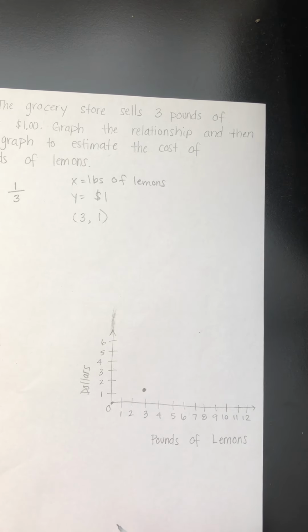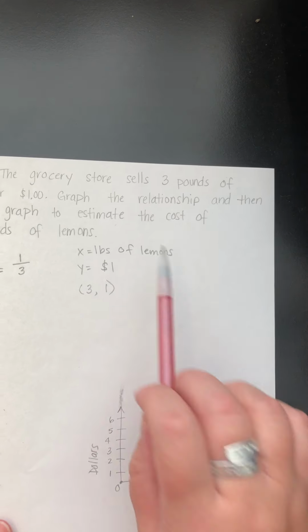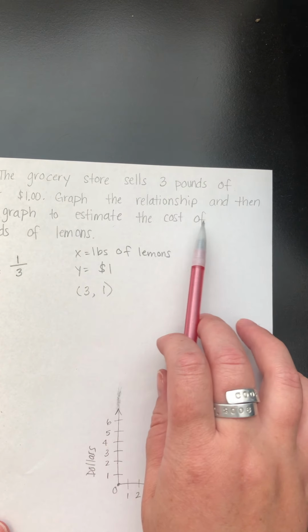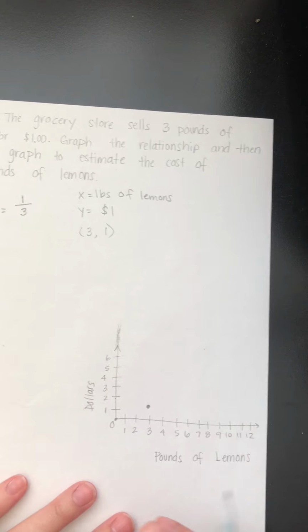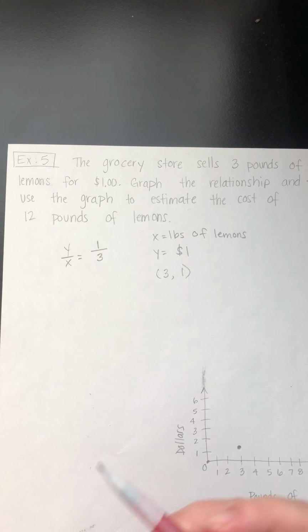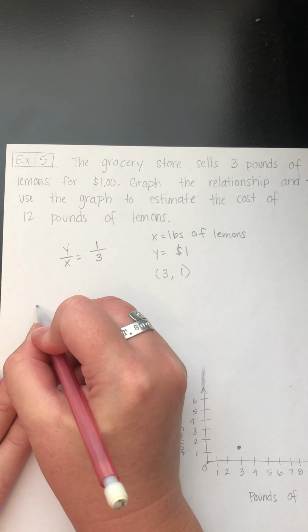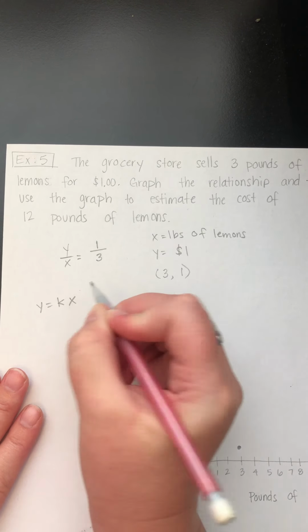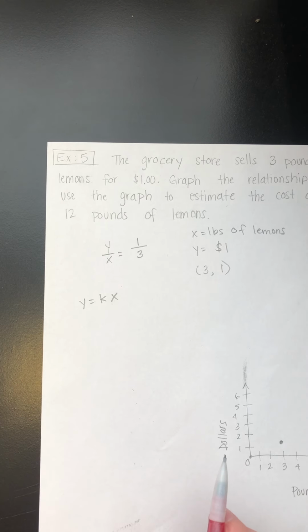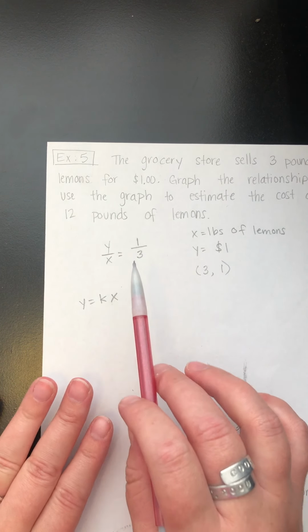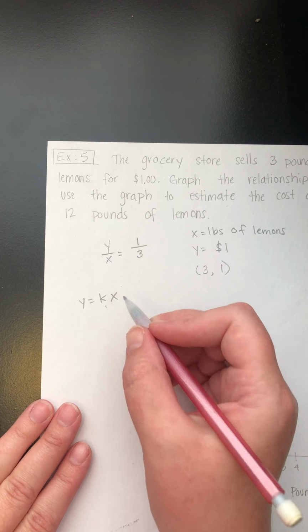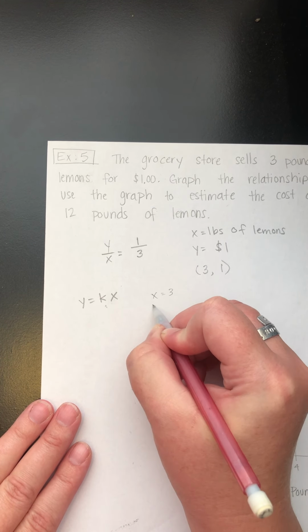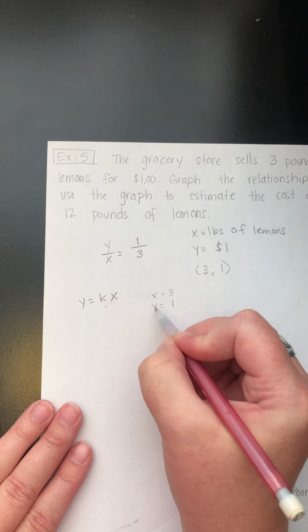Now we need to figure out our second point. It said graph the relationship and then use the graph to estimate the cost of 12 pounds of lemons. Okay, we have 12 pounds of lemons. You can use either a ratio or an equation to solve for y. Y equals kx. I'm going to use the equation. So we know for our first equation, we need to solve for k. Our first equation, x equals 3 and y equals 1.